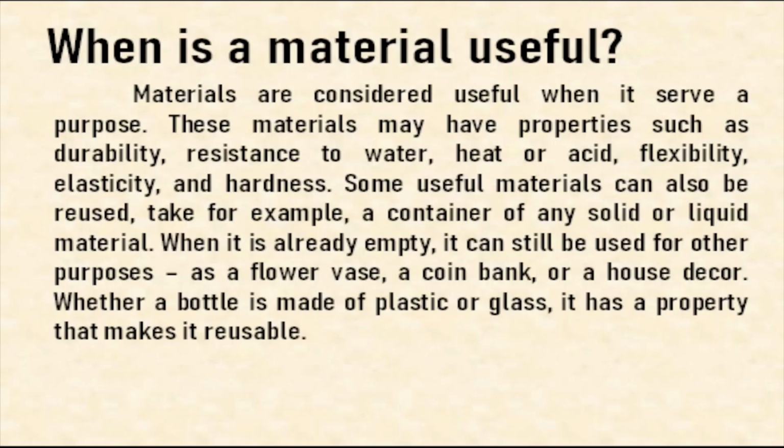Take for example, a container for any solid or liquid material. When it is already empty, it can still be used for other purposes, like a flower vase, a coin bank, or a house decor. When a bottle is made of plastic or glass, it has a property that makes it reusable.